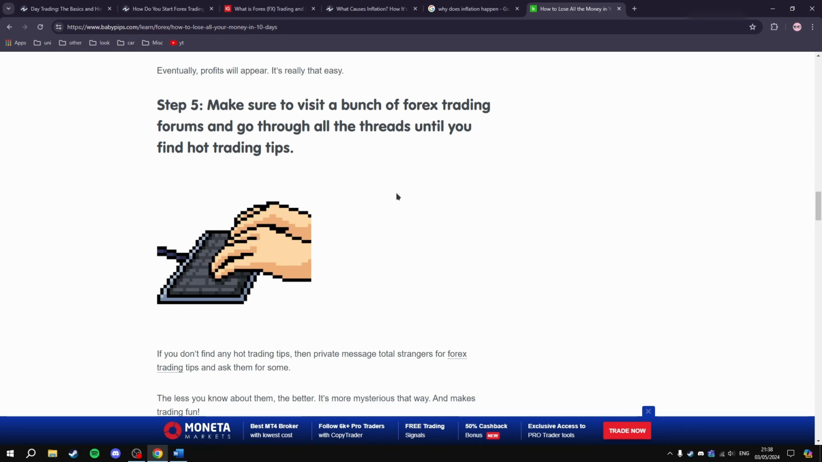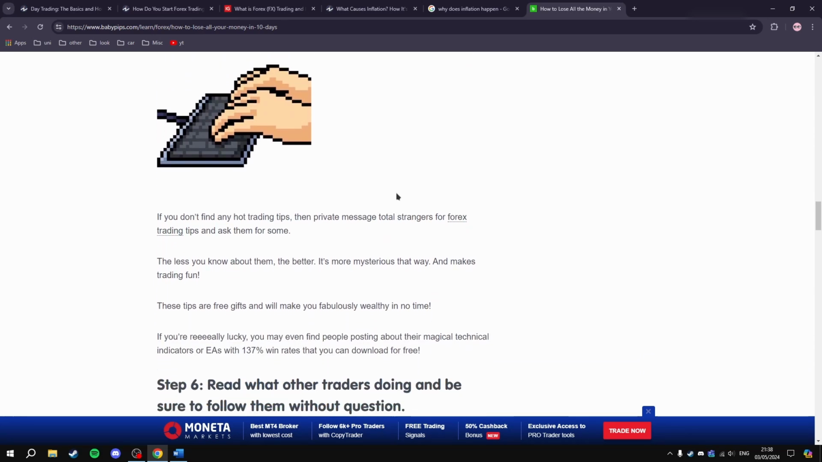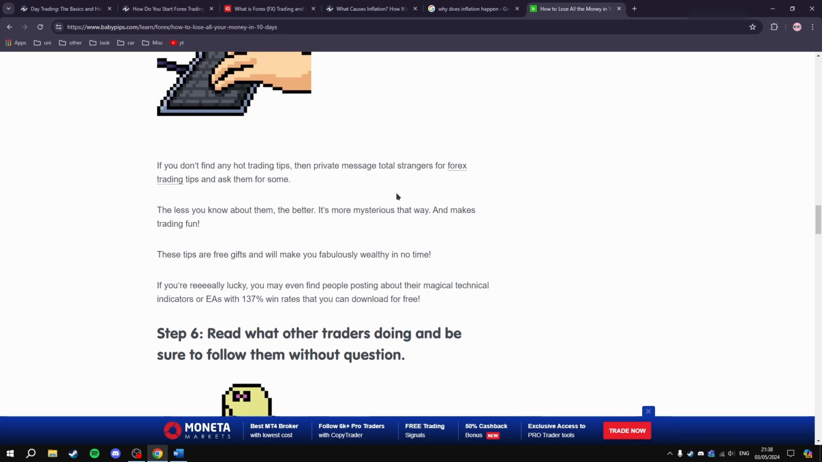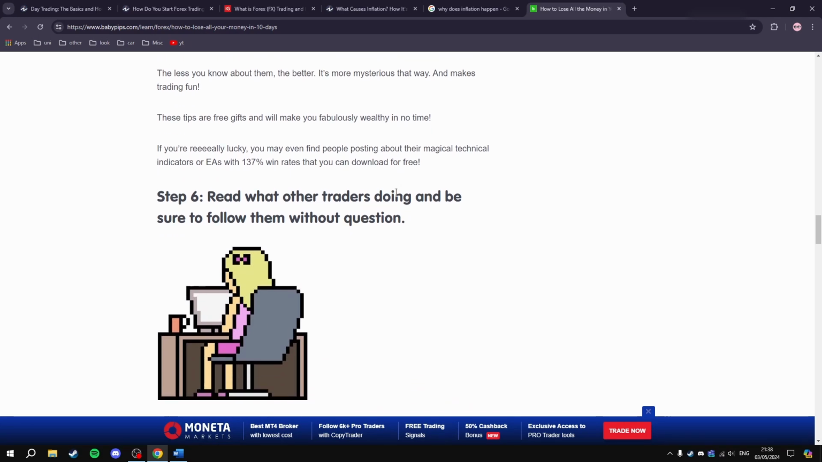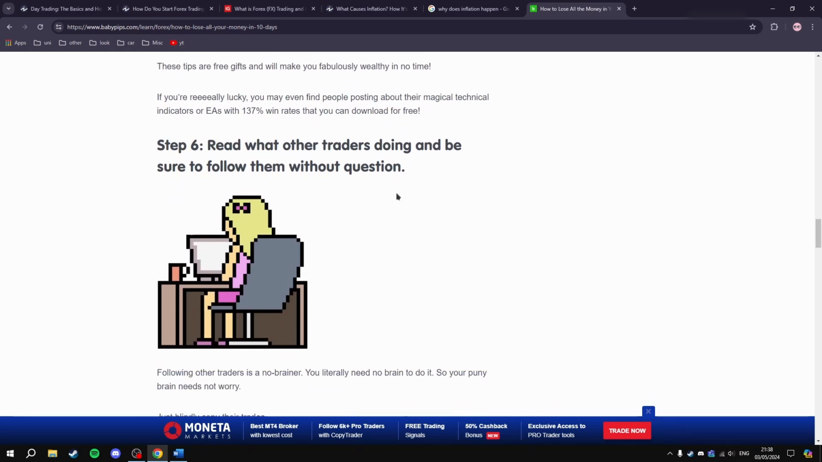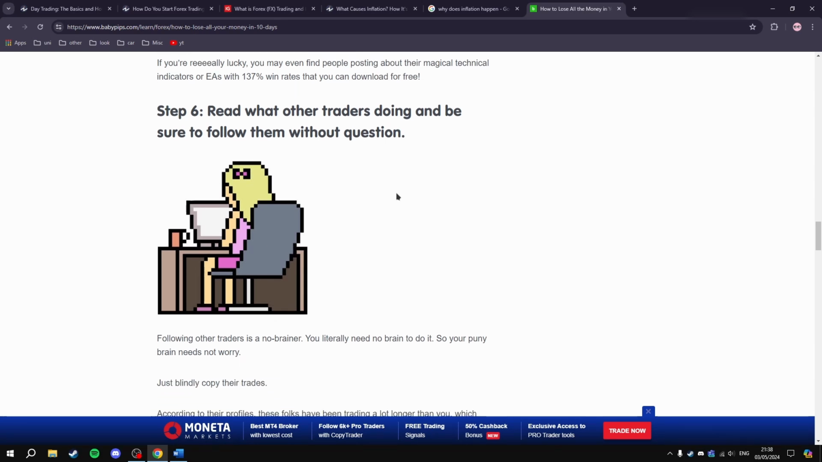Step 5. Make sure to visit a bunch of Forex trading forums and go through all the threads until you find hot trading tips. If you don't find any hot trading tips, then private message total strangers for Forex trading tips and ask them for some. The less you know about them, the better. It's more mysterious that way, and makes trading fun. These tips are free gifts and will make you fabulously wealthy in no time. If you're really lucky, you may even find people posting about magical technical indicators, or EAs with 137% win rates that you can download for free.